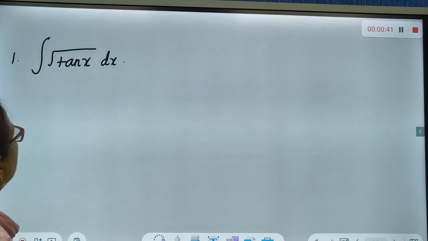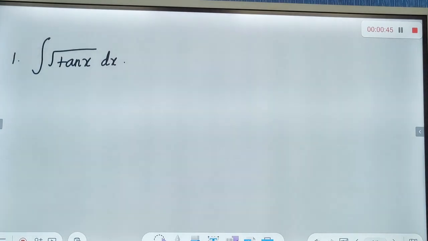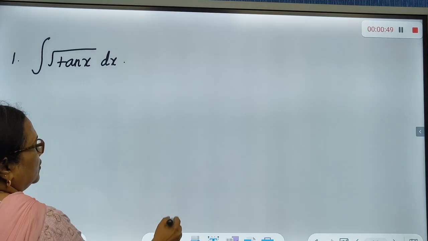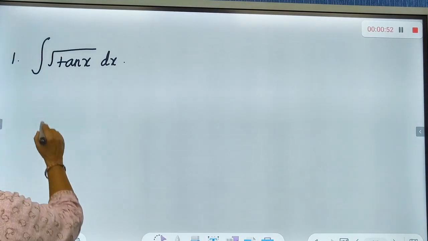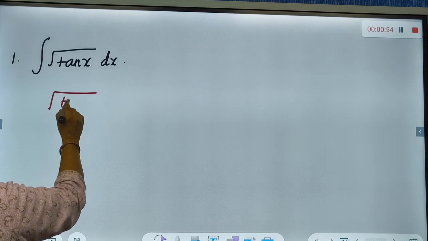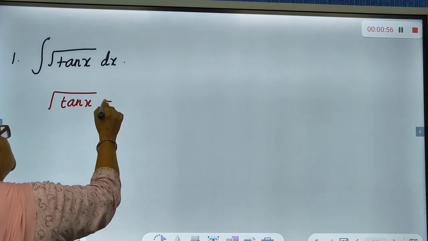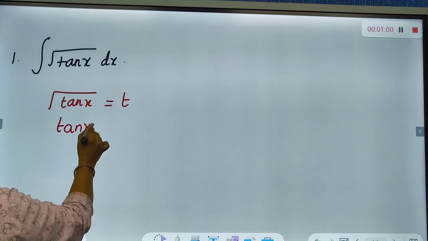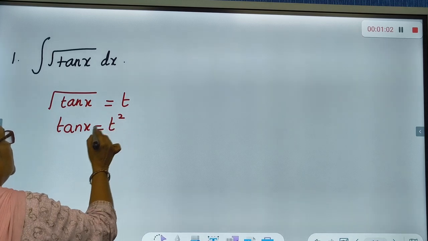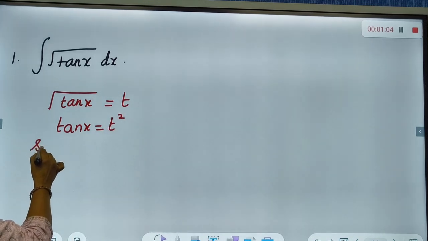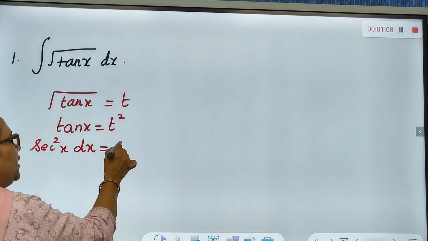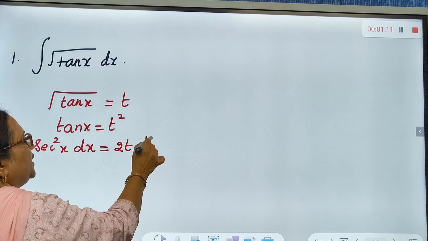For example, let us look at this function, how to integrate root tan x dx. So I am going to put root tan x as t. Then what will I get? Tan x will be t square. Differentiating this, secant square x dx will be 2t dt.